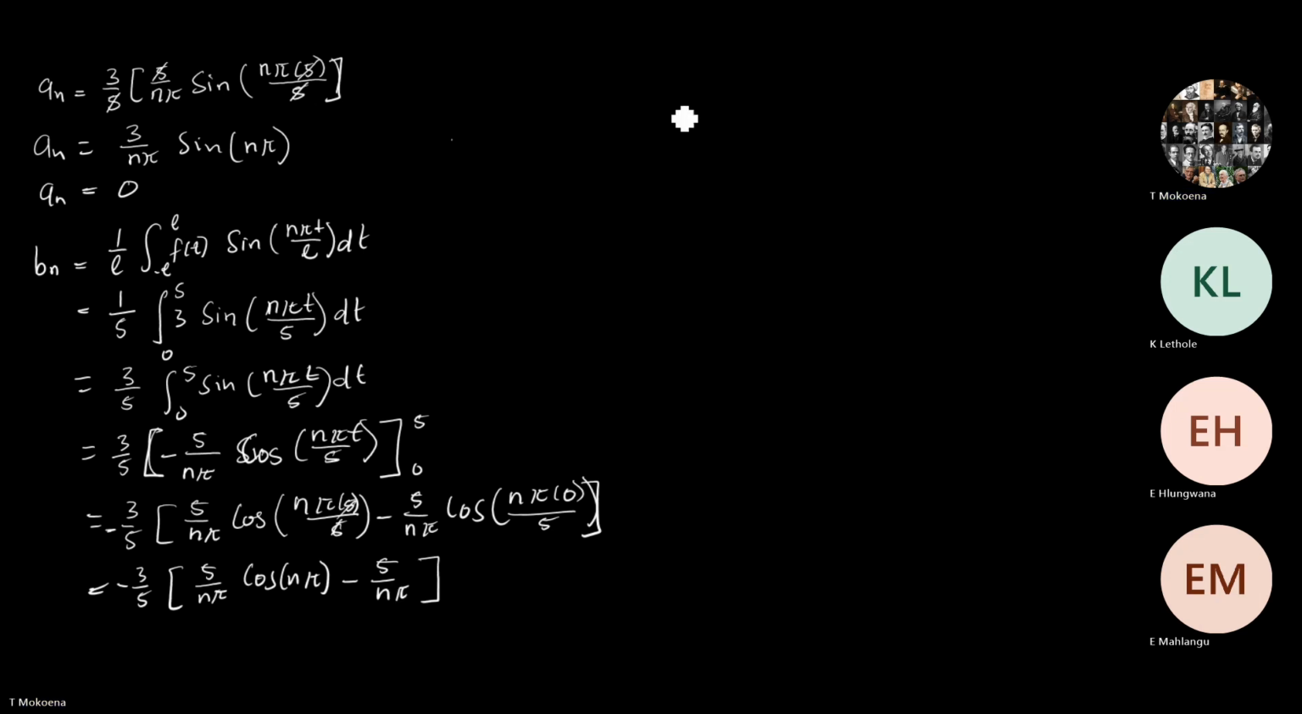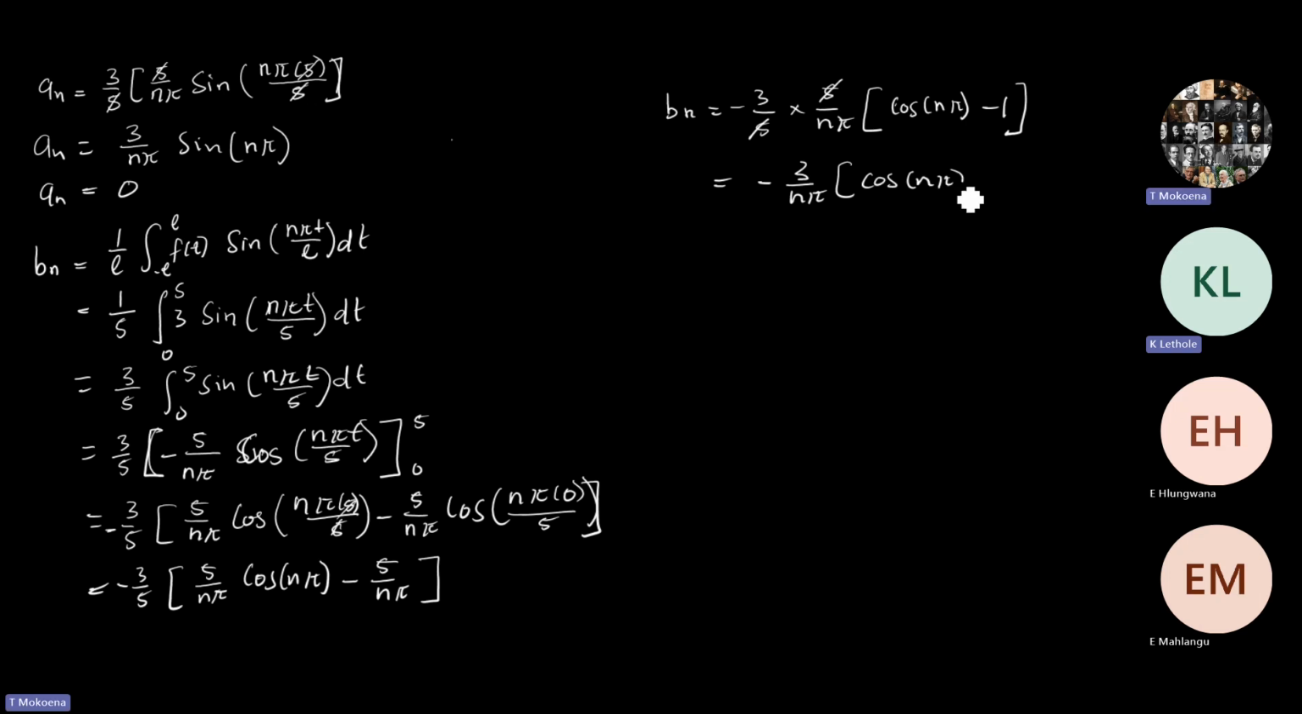And therefore, to continue by determining b sub n, let me take it out first. There's a common factor so that you can see it. My common factor is 5 over n pi. So when I take 5 over n pi outside, I'm going to have cos n pi minus 1. This 5 will cancel that 5. My answer will be negative 3 over n pi multiplied by cos n pi minus 1.